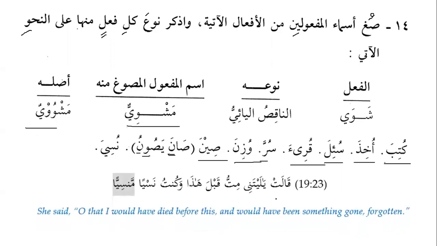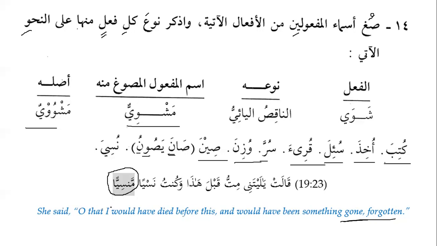Yes. So قالت يا ليتني مت قبل هذا وكنت نسيا منسيا, as we can see over here. So she said, oh, that I would have died before this, referring to Maryam alayha salam, and would have been something gone, forgotten. وَكُنْتُ نَسْيًا مَنْسِيًّا. So that's why everything that we are learning is for a reason. And if you are able to figure out all these minor things, in fact they are not minor, they will help us a lot to know in what context it is used.